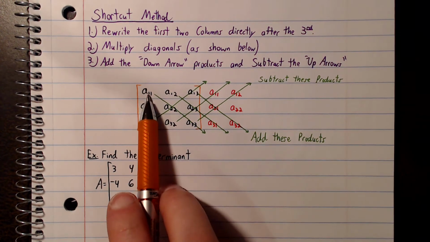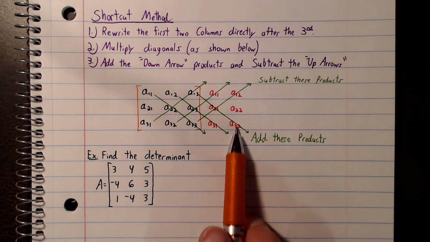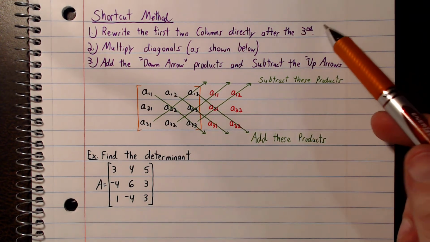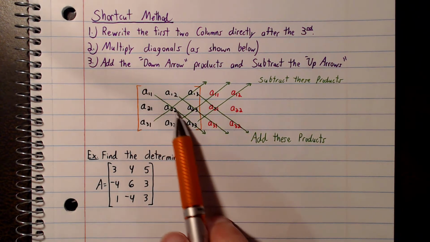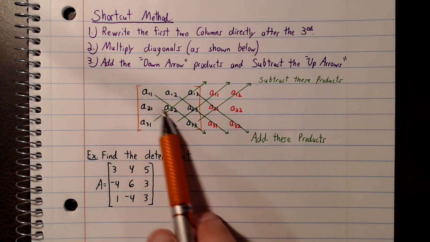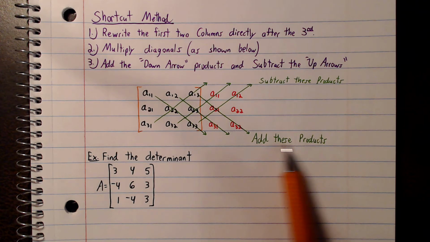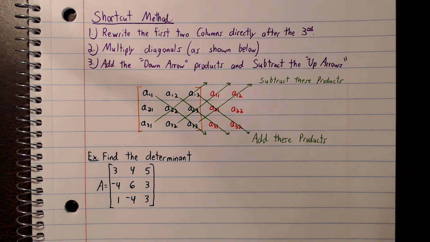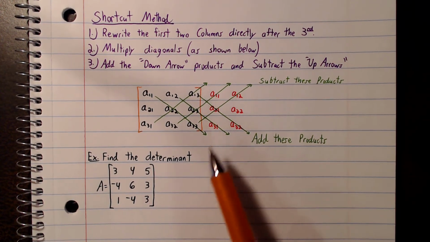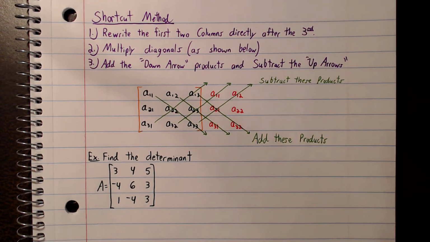But what we did was we took this whole first column and repeated it, and the entire second column and then repeated it, right? So they're directly after, just as this explained here. Then we multiply along these diagonals. So this is all multiplication. Whatever that is times this times this. Whatever that is times this, right? And we do that for the down arrows, and we do that as well for the up arrows. And then, when we want to find the actual determinant, we're going to take each of these, and we're going to add them, and then we're going to subtract each of these.